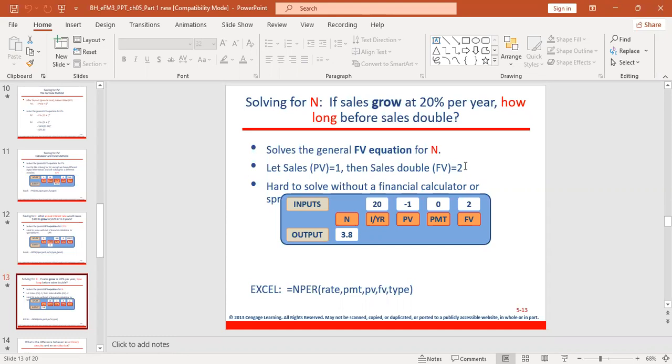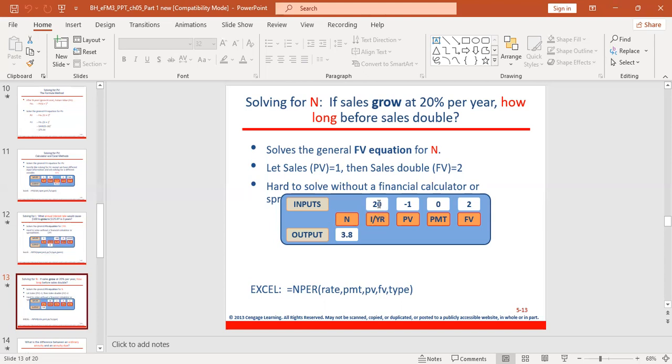Alternatively, we can use sales equal to 2, so double will be 4. Or if sales is 5, double means 10. To make things easier, let us use sales equal to 1. Then sales doubling in the future means the future value will be equal to 2. With this knowledge, we can easily find our N.